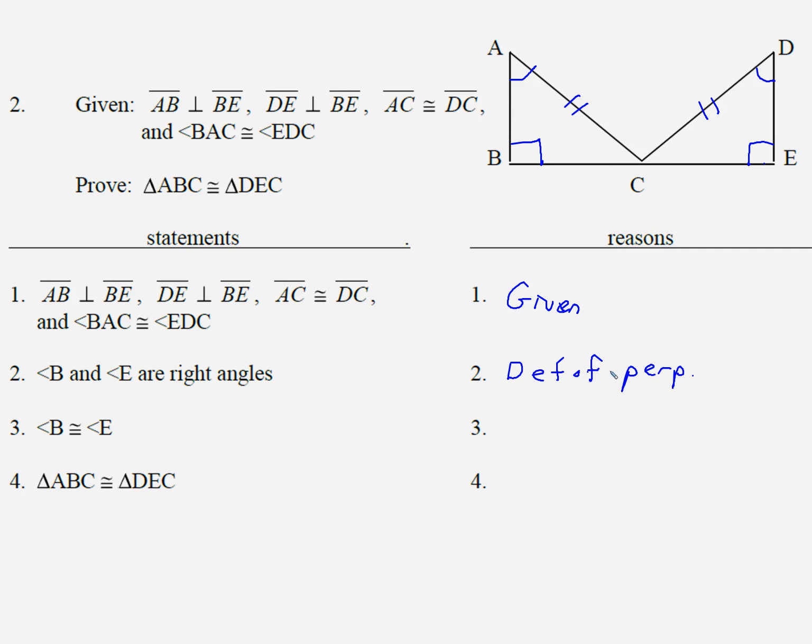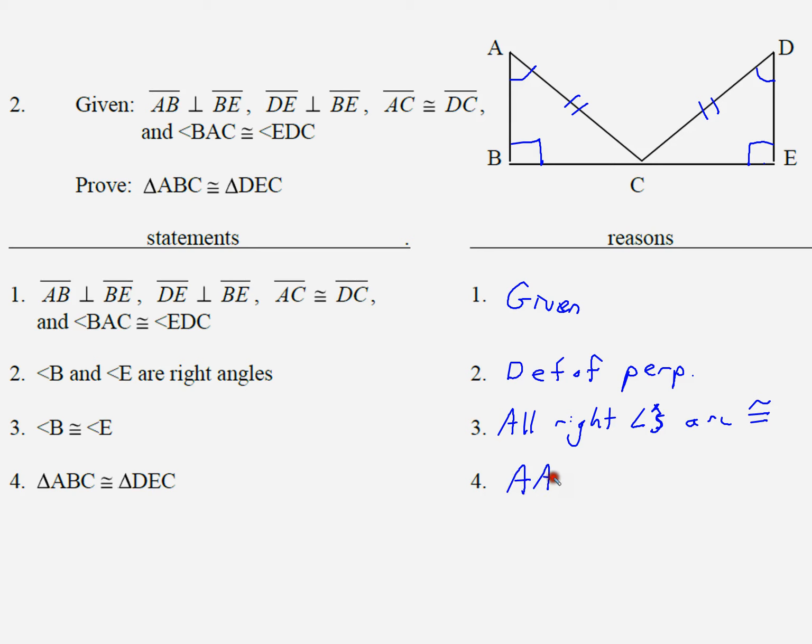And then what is true about all right angles? Well, angle B is congruent to angle E. All right angles are congruent. And so since all right angles are congruent, we know those two specific right angles are congruent. Angles are congruent. And now we see that these two triangles are congruent by angle, angle, side.